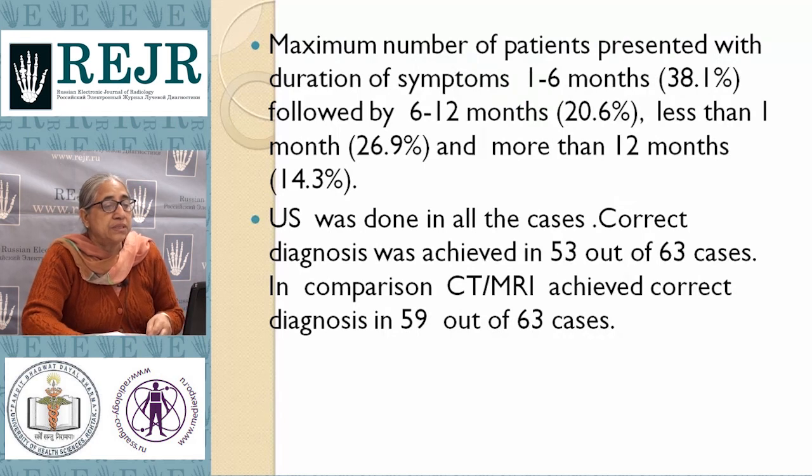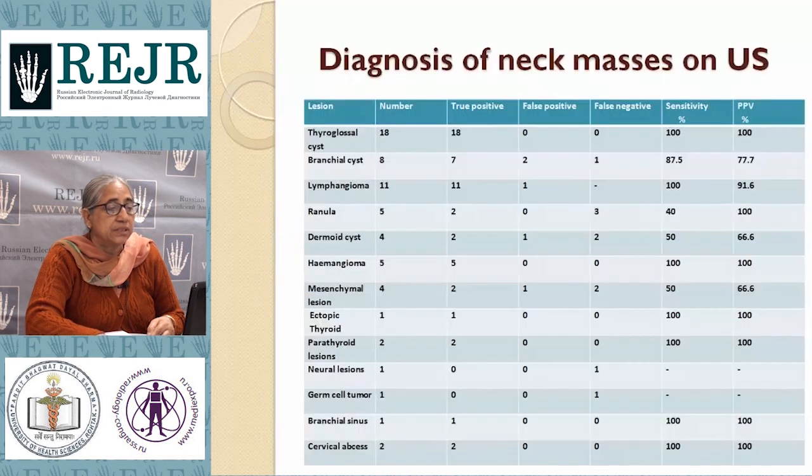Maximum number of patients presented with duration of symptoms from 1 to 6 months, followed by 6 to 12 months, and less than 1 month was seen in 26.9% cases and more than 12 months in 14.3% cases. Ultrasound was done in all cases and correct diagnosis was achieved in 53 out of 63 cases. In comparison, CT MRI achieved correct diagnosis in 59 out of 63 cases.